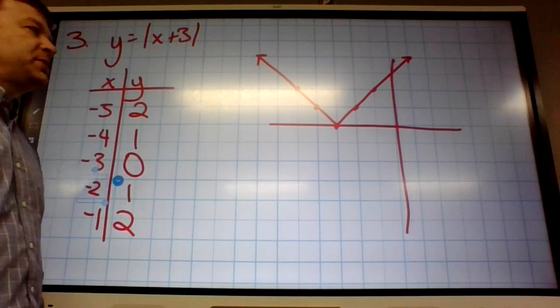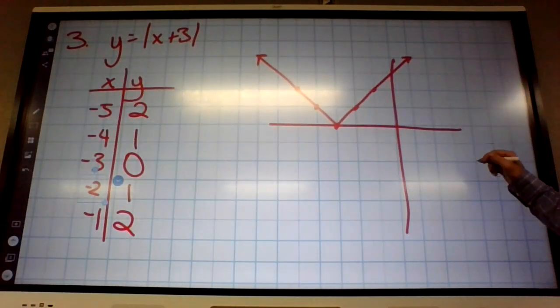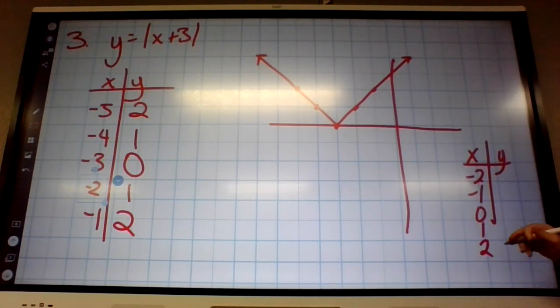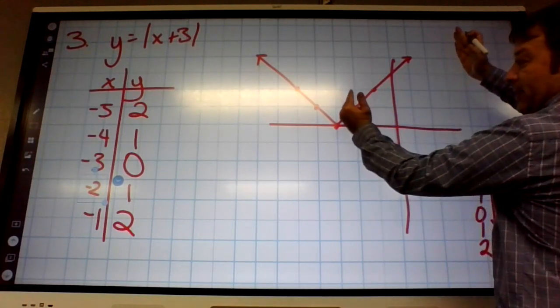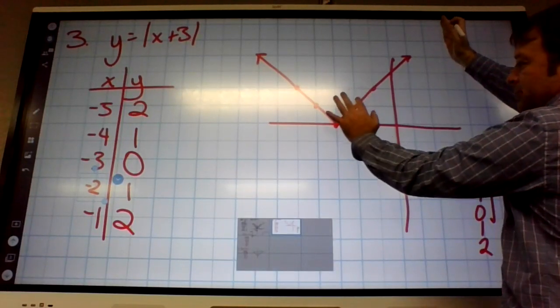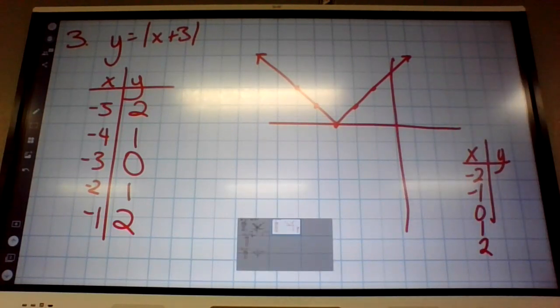What if I had just chosen the standard x values of -2, -1, 0, 1, 2? What if I just used those 5? Okay, I would have just seen x is -2 is right here. I would have just seen this. It would just look like a line. So I wouldn't have seen the bend unless I kept going to the left.